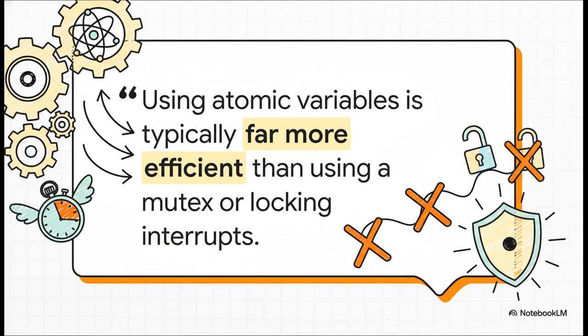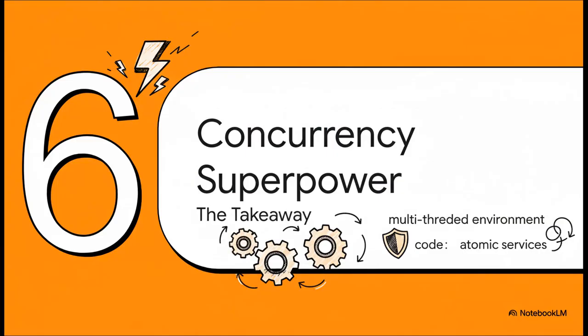And hey, don't just take my word for it. The Zephyr documentation says it right here. When your job is just to protect a single value, using atomic variables is far more efficient. This is a huge takeaway for anyone who cares about performance. If an atomic operation fits your use case, it's pretty much always going to be the fastest and the best choice you can make. All right, let's bring it all home.